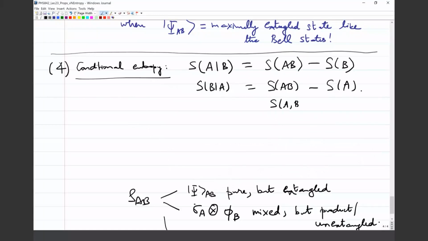By the way, for the joint entropy, sometimes you will see people writing this as A comma B. Here I've just chosen to write it as AB. Doesn't matter, it's the same. Again, different notations, that's all. Okay. Now, what can you say about the conditional entropy?